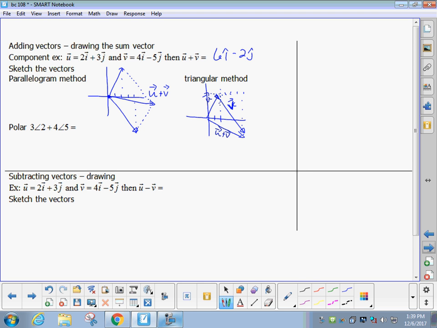Cool? Now the unfortunate thing is it's really easy to add in rectangular, but not in polar. Can you add these two? No, you can't. All right.